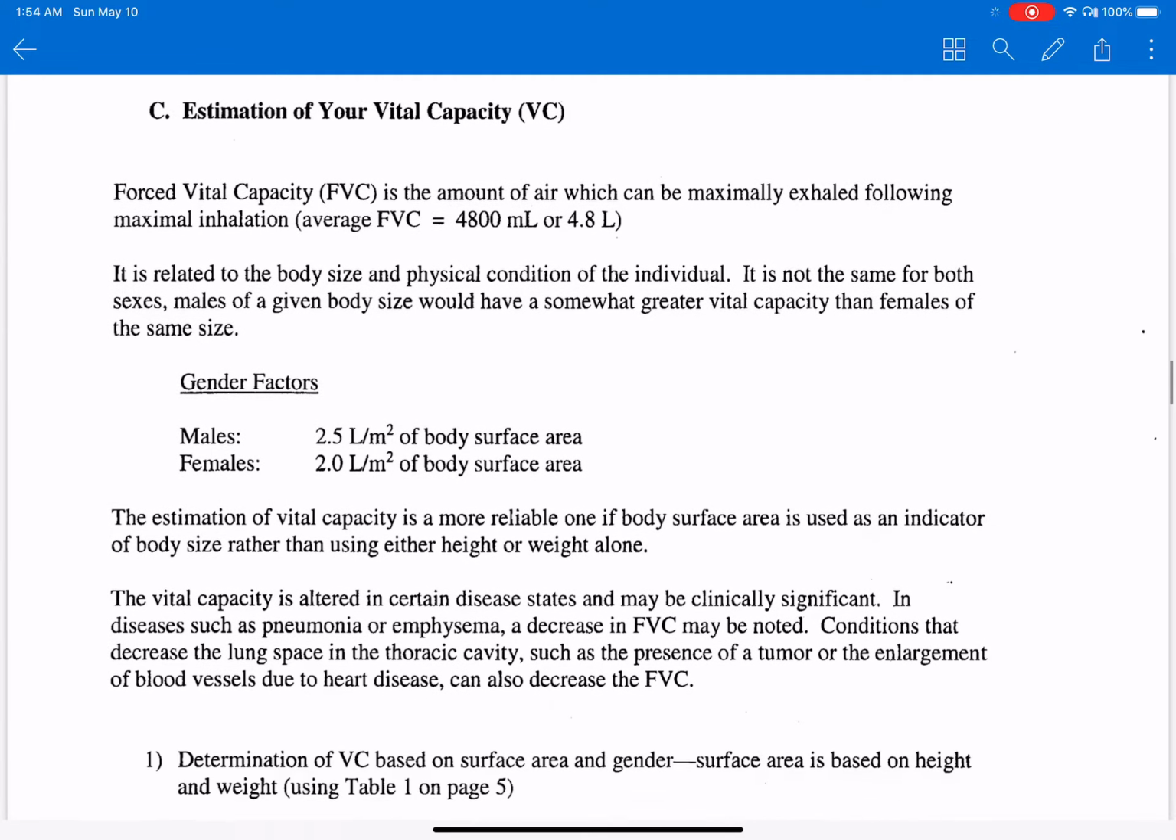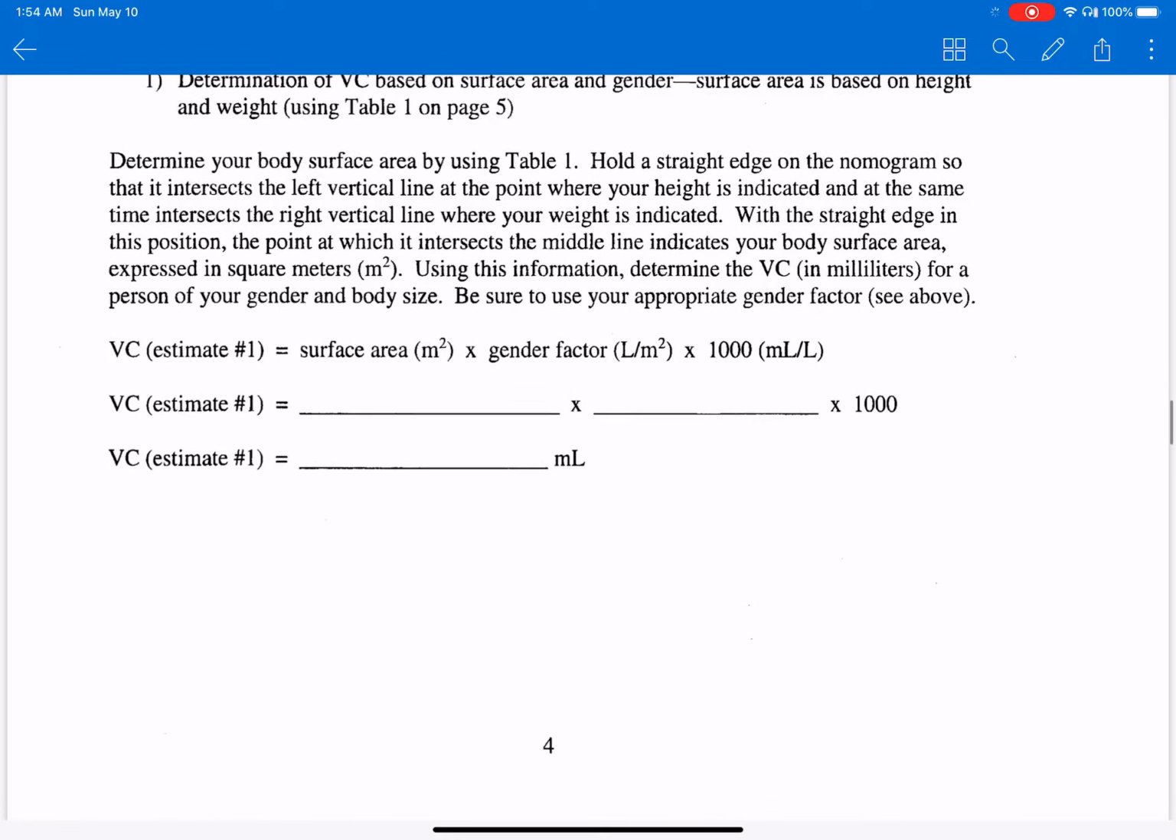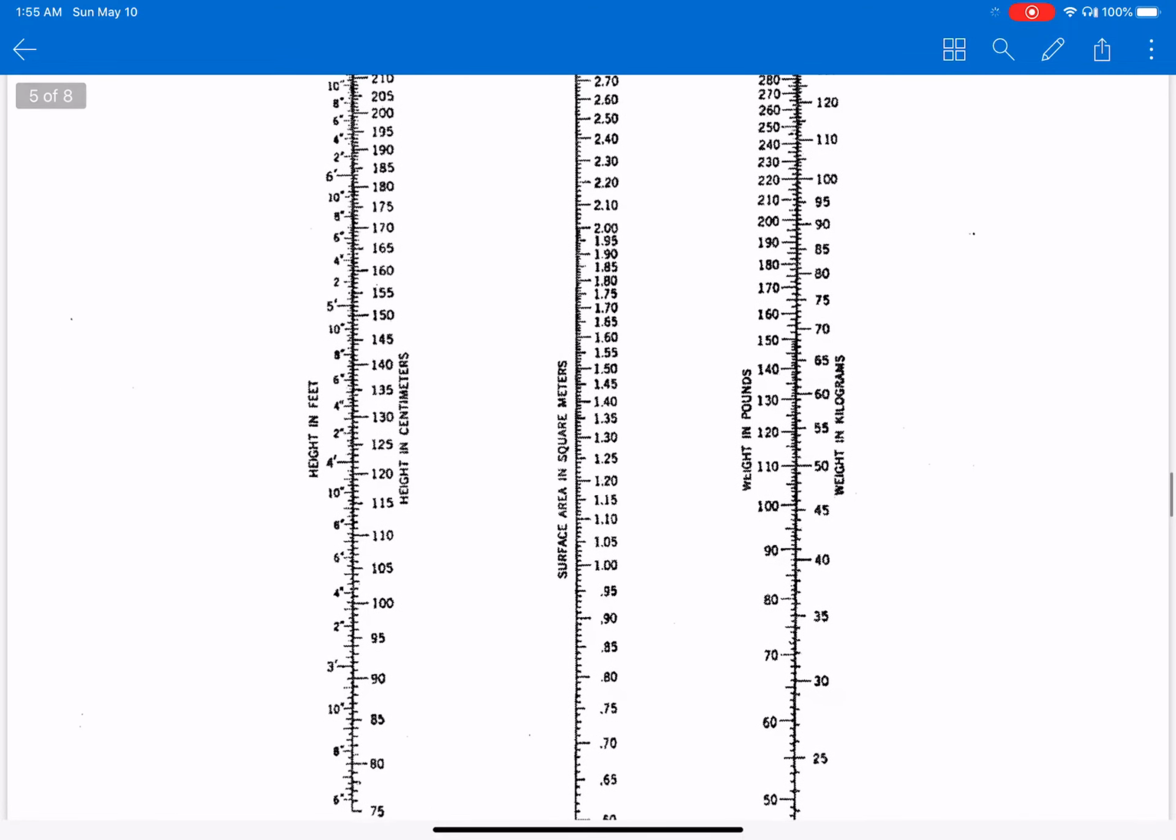So again, going back to what we're doing right here with the nomogram, what I'm going to do is get out a straight edge, which I had right next to me just a few moments ago. Let me see where it is. I don't know where it is.